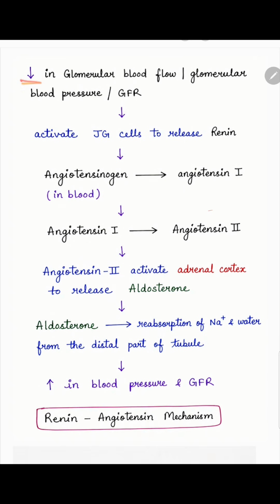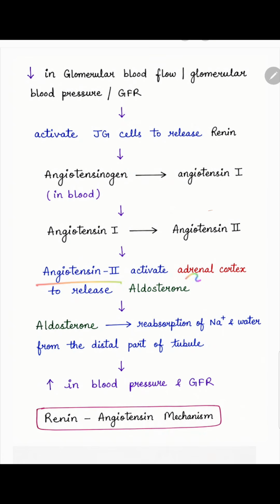Whenever there is a decrease in glomerular blood flow or glomerular blood pressure or glomerular filtration rate, it activates the juxtaglomerular cells to release the renin. Renin converts the angiotensinogen which is present in blood into angiotensin 1, then angiotensin 1 is converted into angiotensin 2.